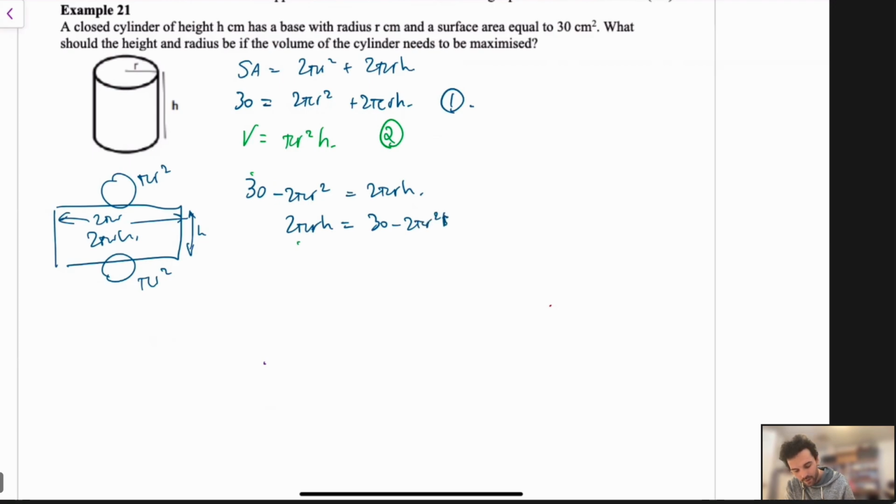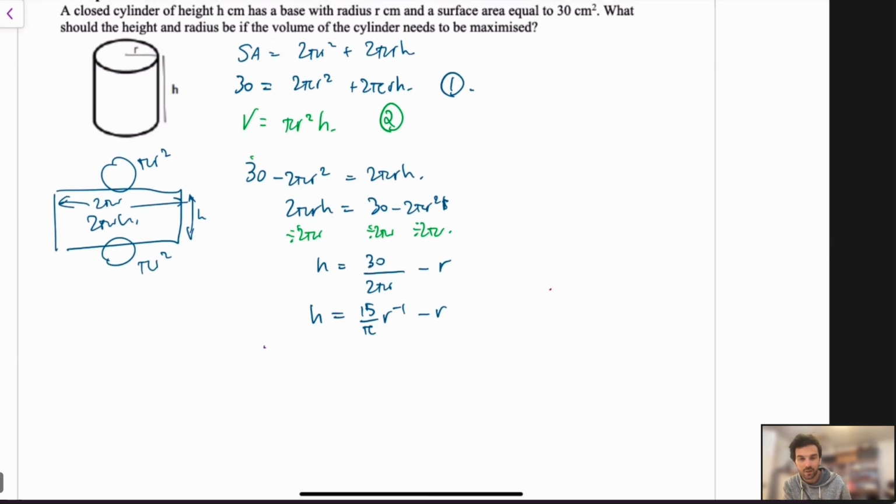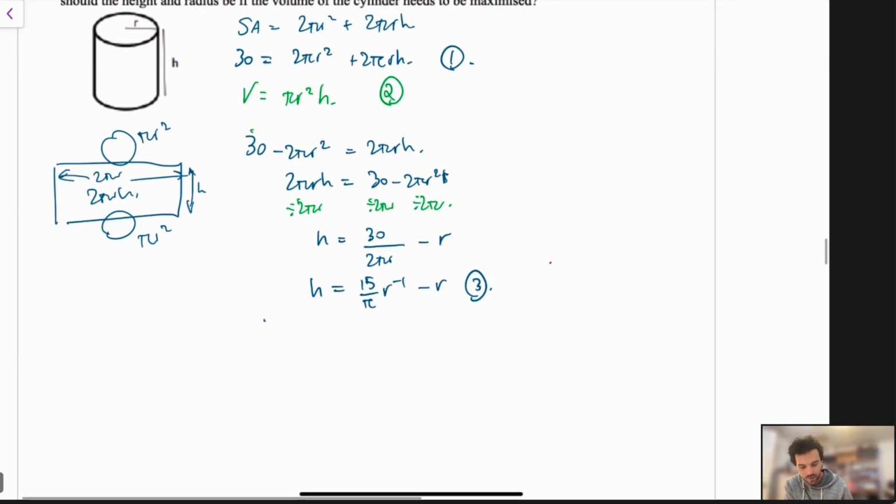Now, what we want to do is get rid of these 2 pi r's. So we'll divide every term by 2 pi r. We can see that that r just disappears. Now, I like to bring up my r as a negative there. Usually in calculus, it makes it a bit easier. Got equation 3. Now let's sub that into our volume equation above and get rid of that h.